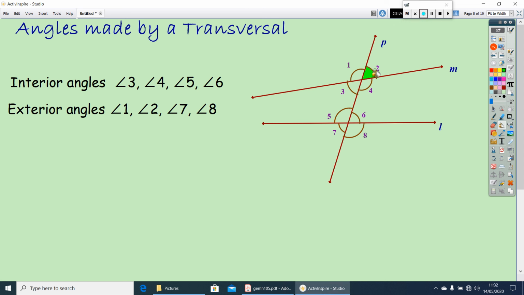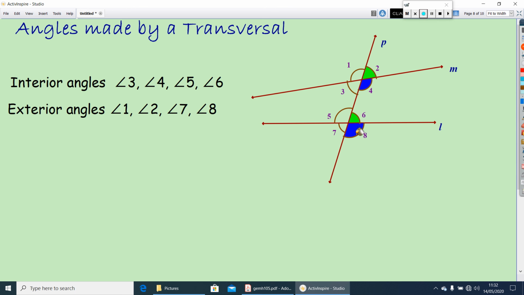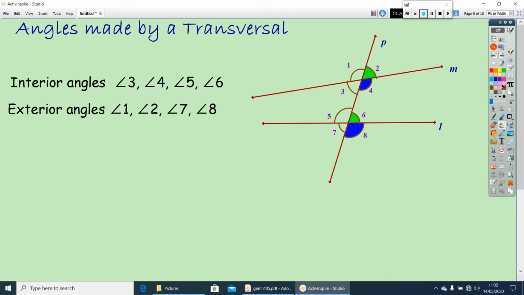This is angle 2 and angle 6. These two angles, having different vertices, are on the same side of the transversal. One is above, another is below. Three conditions satisfied. Can you find out any other? You can find out, on the same side, angle 4 and angle 8.